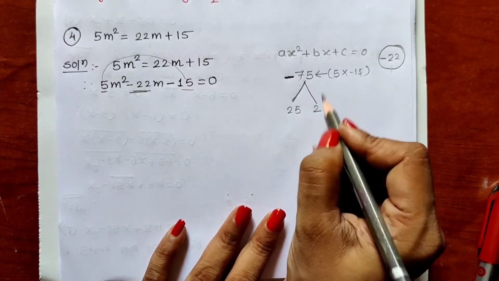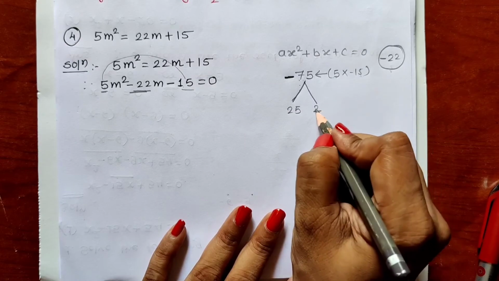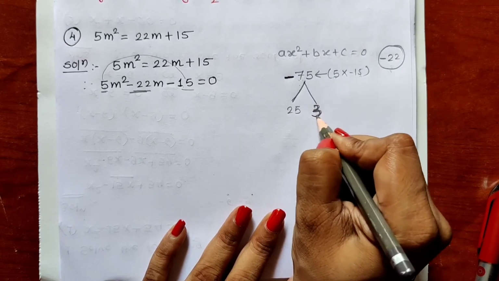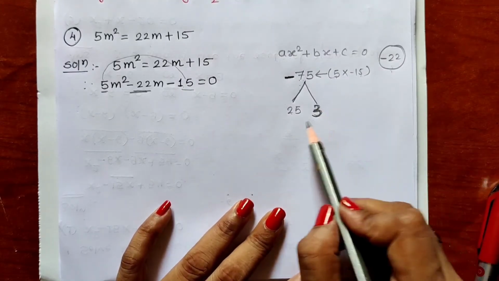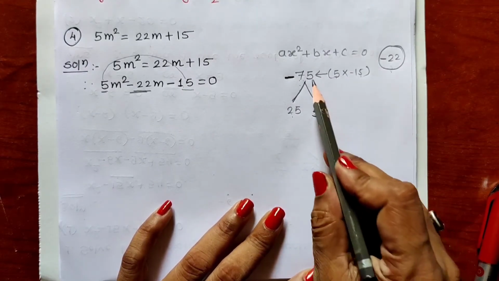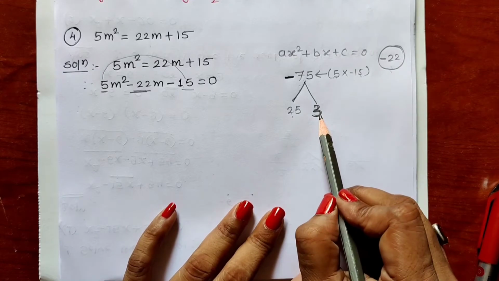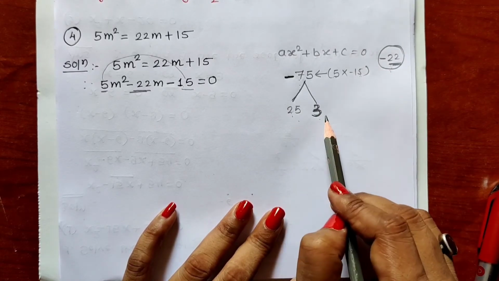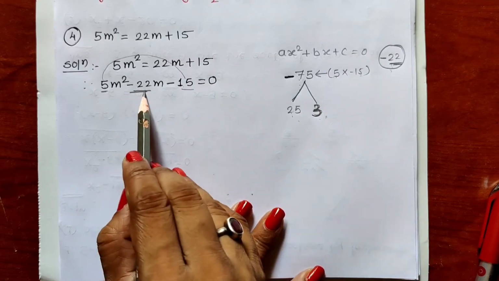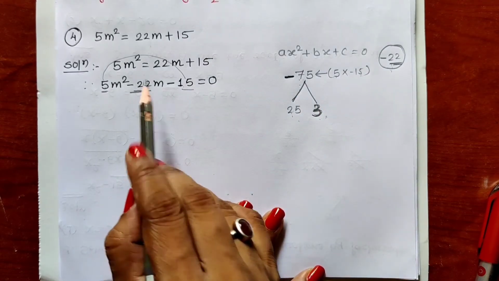25 3s are, not 2s are. 25 2s are 50 and 25 3s are 75. So 25 3s are 75 and 25 minus 3 is 22. So these are the two correct factors whose subtraction is the coefficient of the middle term.